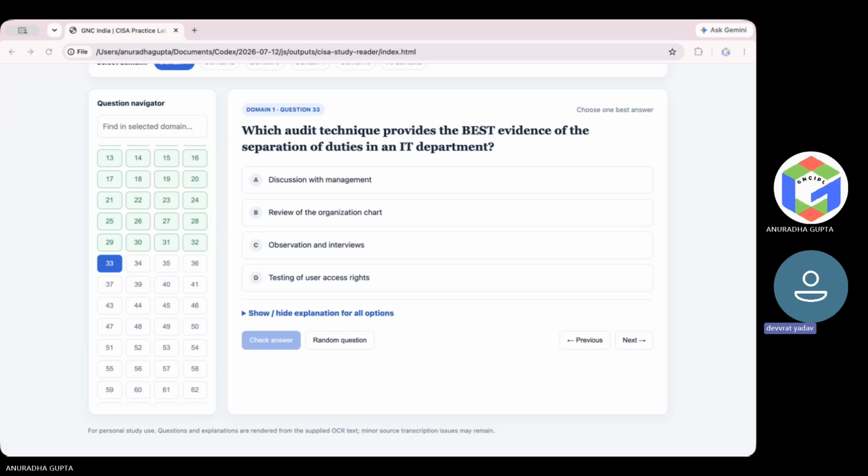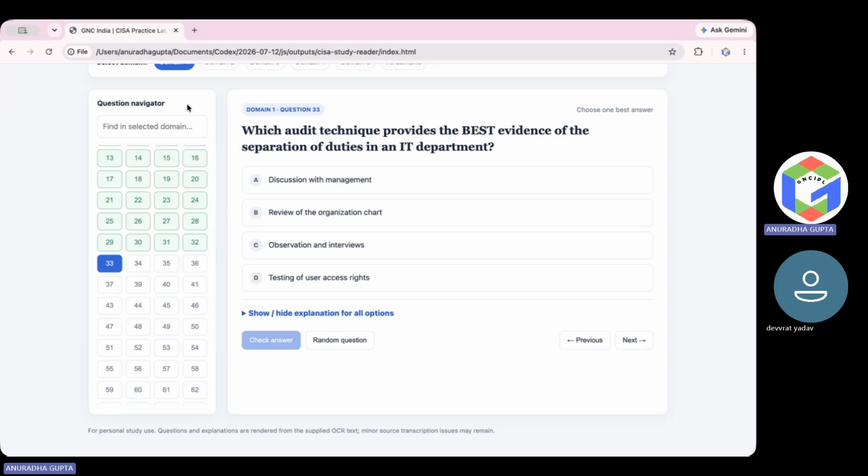Here we are checking for segregation of duties. I think I will get confused between B and D, but here it is saying audit technique. So I think yes, D is more accurate. D, the last.